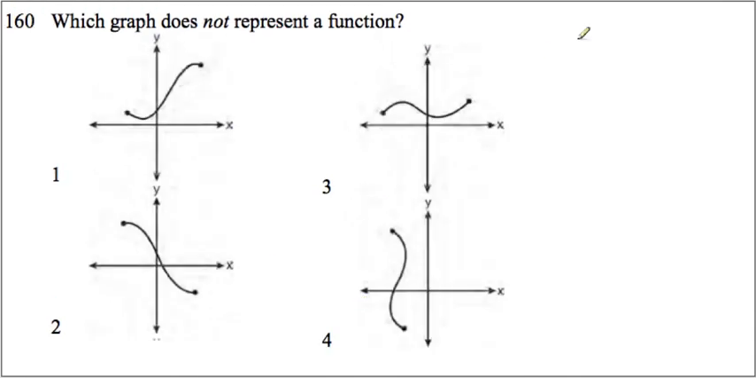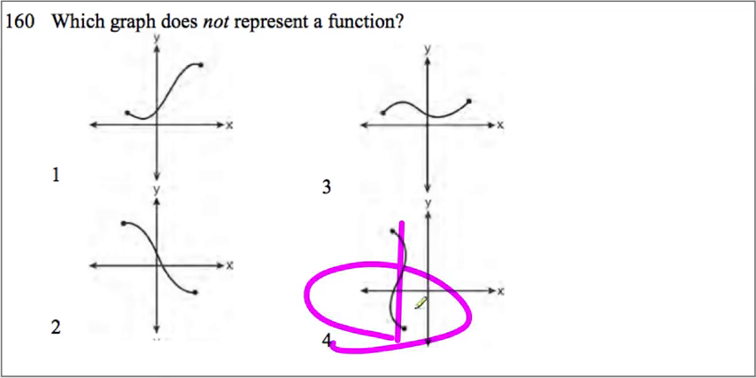Same idea. After drawing a vertical line, now everything passes the vertical line test except one right over here. See, in this case it passes through 3 times. So therefore, we can say this one is our answer. Choice 4 once again.